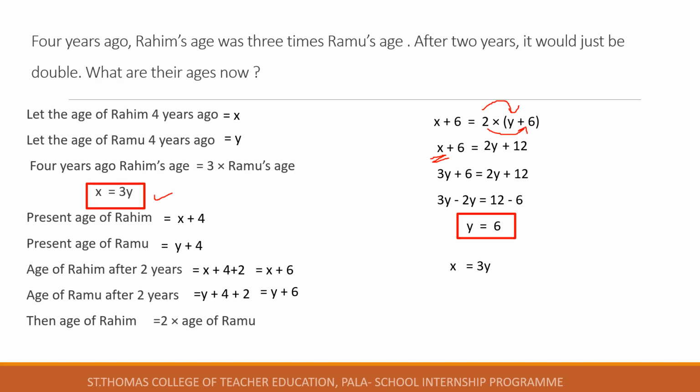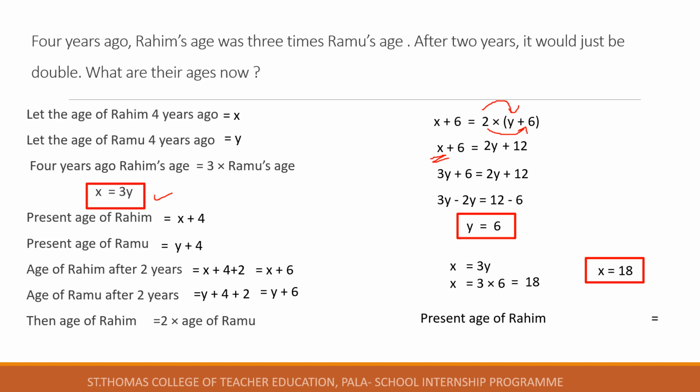Yes, we will replace what by what? Y by 6. So we get x equal to 3 into 6. What is 3 into 6? It's 18. So x is 18, isn't it? Now you have x equal to 18 and y equal to 6. Now tell me their ages.